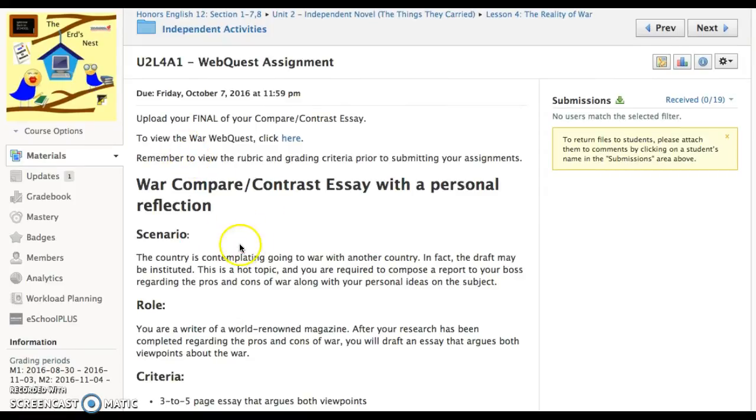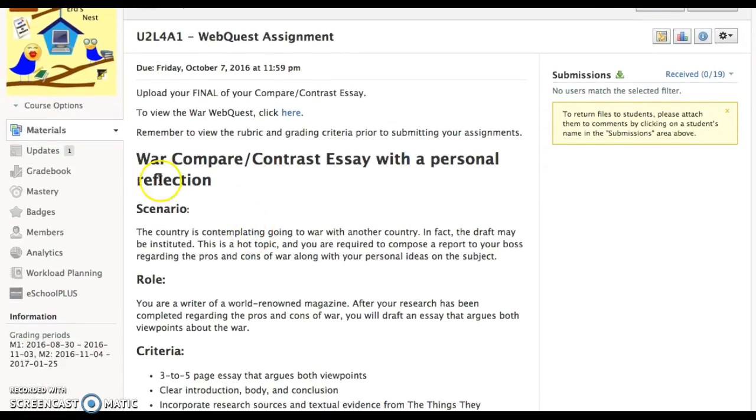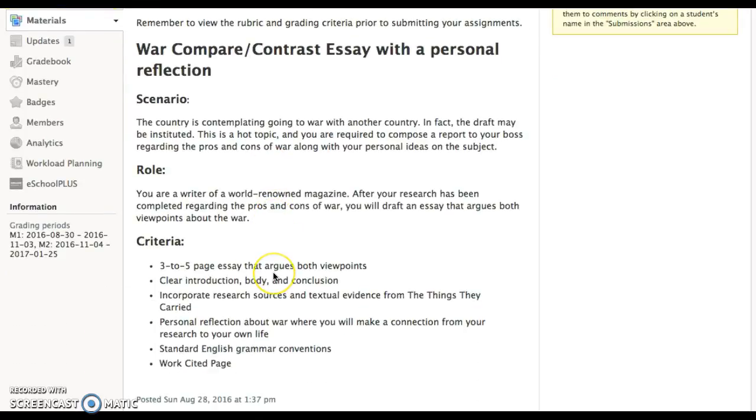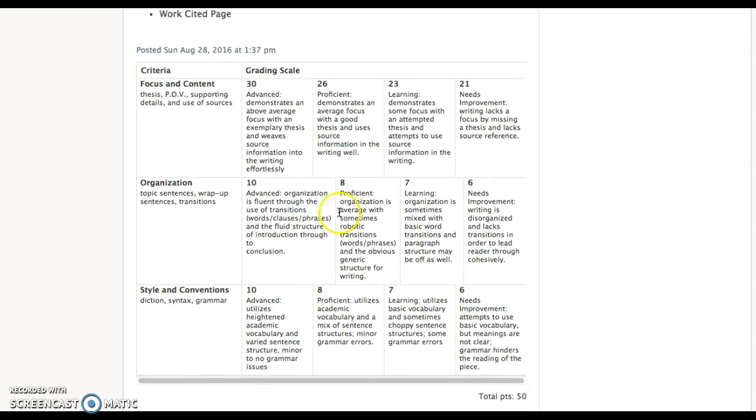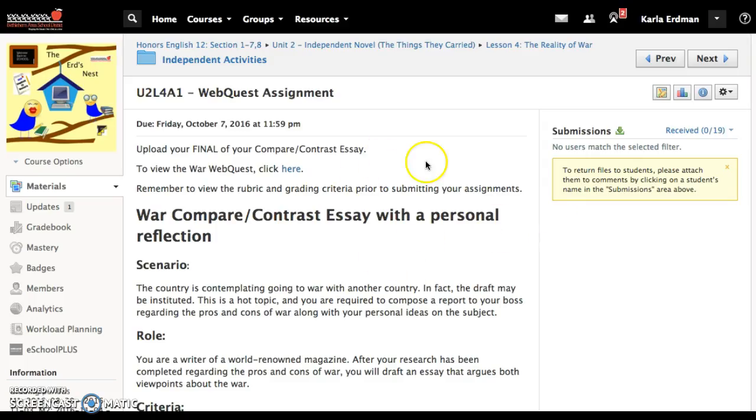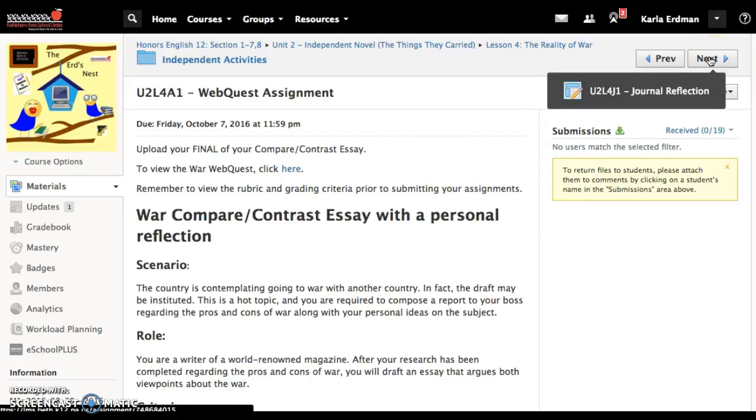You want to make sure that you are focused on the scenario, role, criteria, all of these things during the writing, and this is how you will actually be scored. Remember that you have written this paper with someone else, and both people will receive the same grade. Thus, you will want to make sure that your partner has done a good job so that both of you can be happy with what you submit.